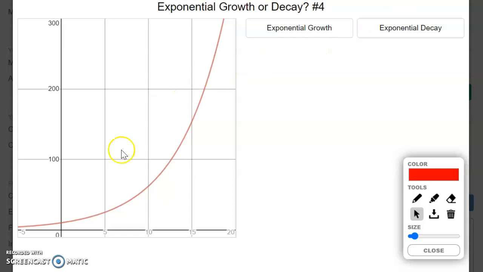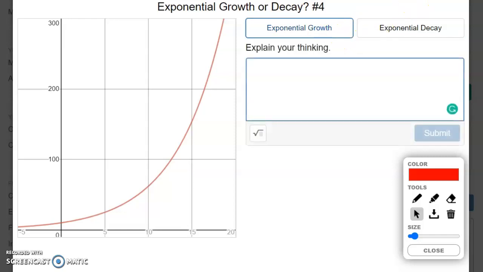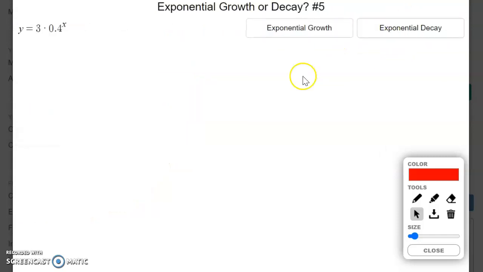Number 4, is this exponential growth or decay? This graph is exponential growth because it's getting bigger and bigger and bigger as you go from left to right. And what about this equation? Okay, so 3 is the initial value, 0.4 is the multiplier because that's the number with the exponent of x. That means 0.4 is the multiplier. It is less than 1, so it is going to be exponential decay.